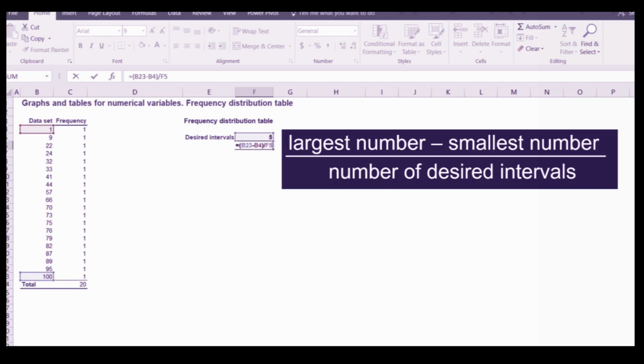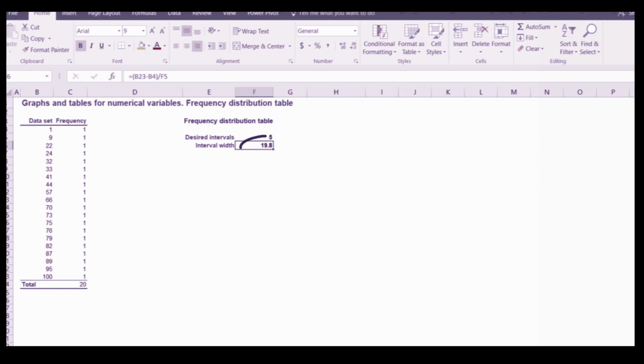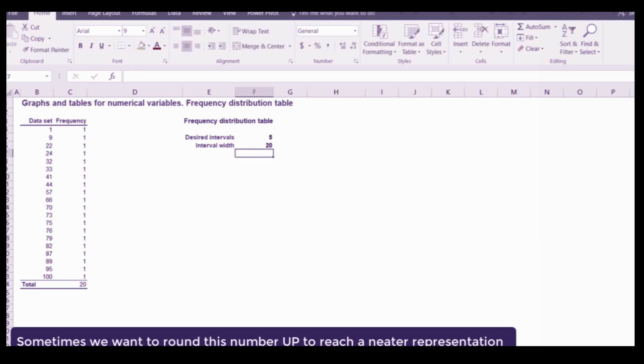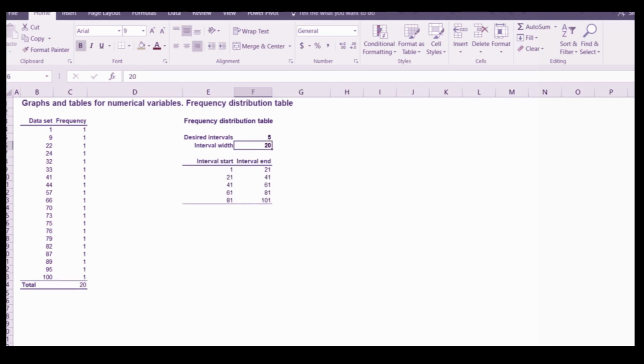In our case, the length of the interval should be 100 minus 1 divided by 5. The result is 19.8. Now, we want to round this number up in order to reach a neater representation. Therefore, our intervals will be as follows. 1 to 21, 21 to 41, 41 to 61, 61 to 81, and 81 to 101. Each interval has a width of 20.